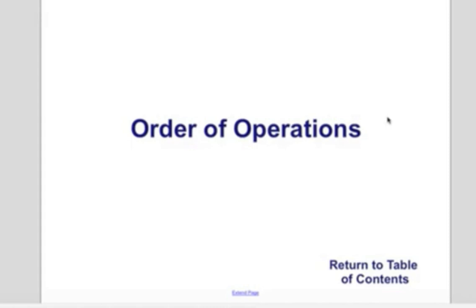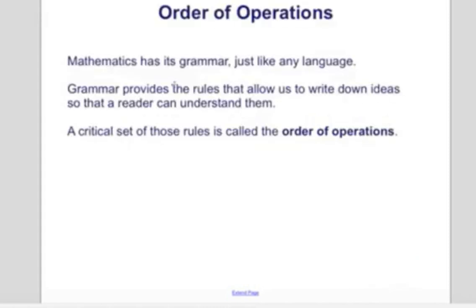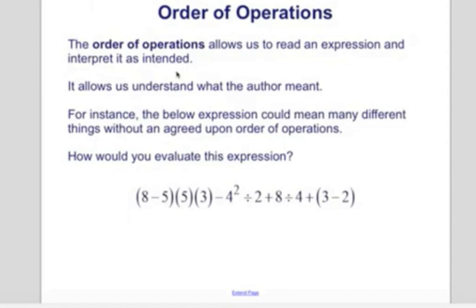Order of operations. Mathematics has its grammar, just like any language. Grammar provides the rules that allow us to write down ideas so that a reader can understand them. A critical set of those rules is called the order of operations. The order of operations allows us to read an expression and interpret it as intended. It allows us to understand what the author meant.